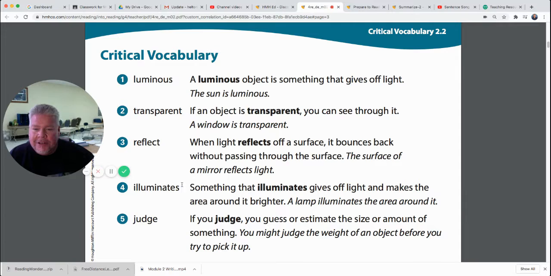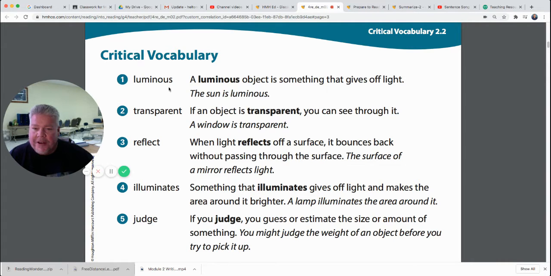Illuminates. Well, look here. That's kind of like luminous, isn't it? Luminous, illuminate. You see that L-U-M in both of them, L-U-M-I-N. Something that illuminates gives off light and makes the area around it brighter. A lamp illuminates the area around it. And then judge. If you judge, you guess or estimate the size of something. You might judge the weight of an object before you try to pick it up.